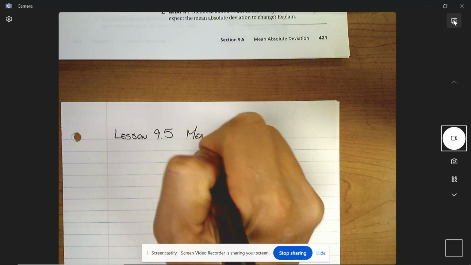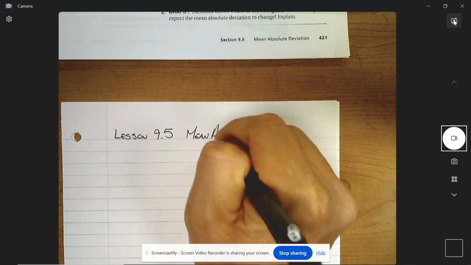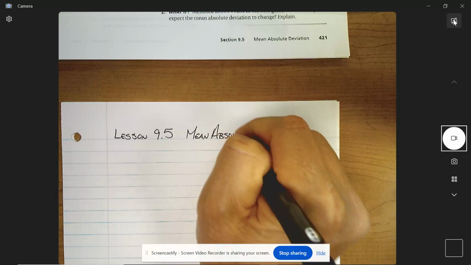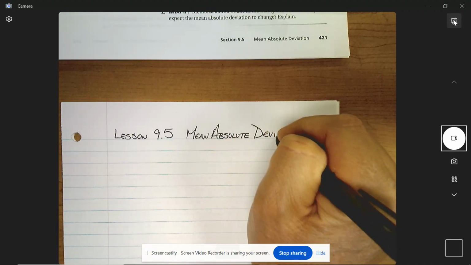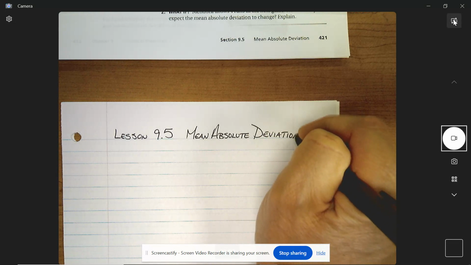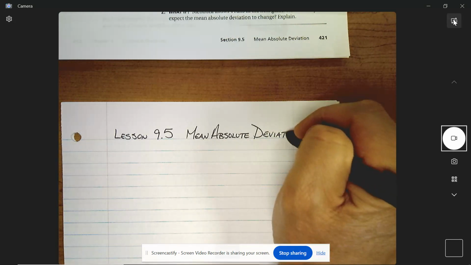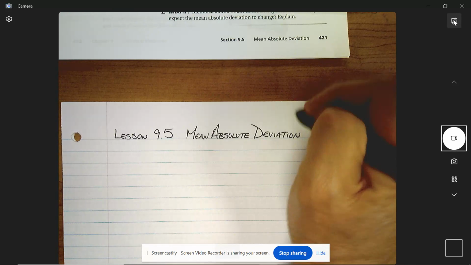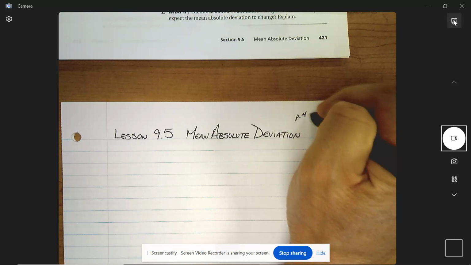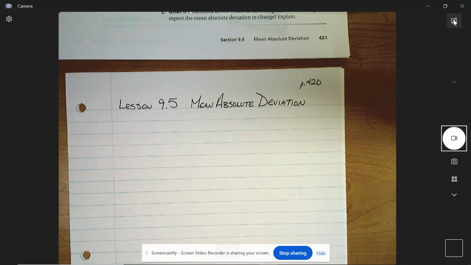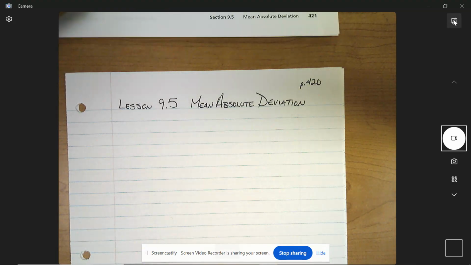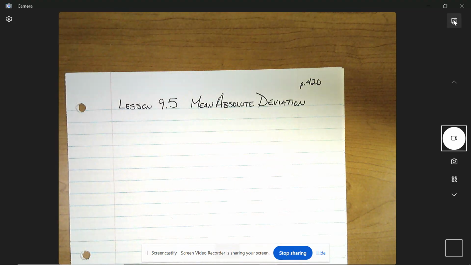mean absolute deviation, how much it is moving from that measure of center. And we are on page 420. Again, everything that you see me writing on my note paper, I would like for you to write on your note paper.